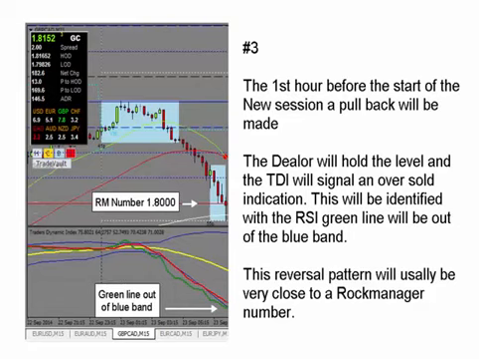The first hour before the start of the new session, a pullback will be made. The dealer will hold the level, and the TDI will signal an oversold indication. This will be identified with the RSI green line. It will be outside of the blue band. This reversal pattern will usually be very close to a Rock Manager quarters theory number.